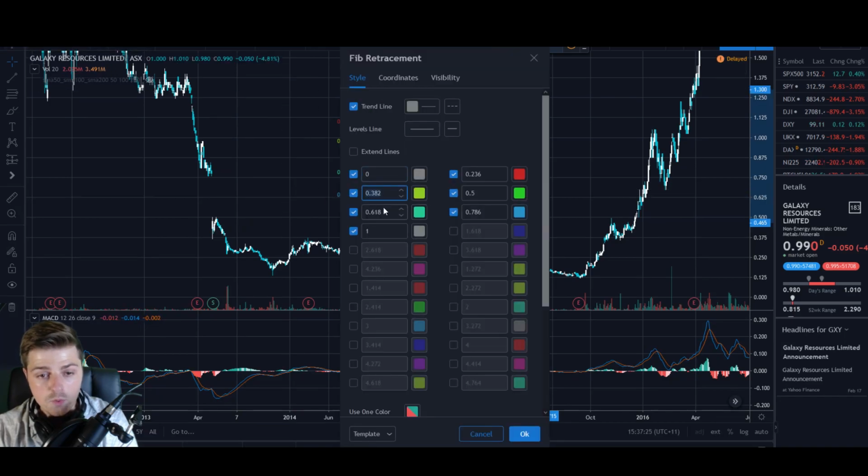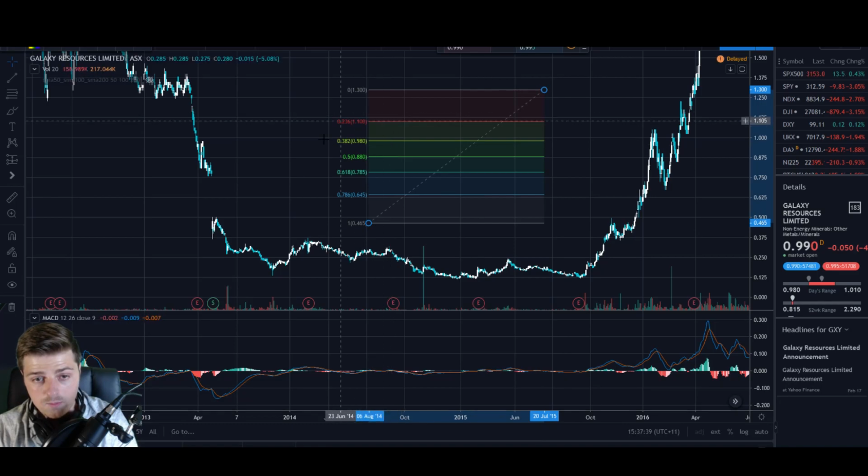And these are the numbers that we want: 38.2, 61.8, 50%, and 78.6. These are some of the more important numbers. TradingView will come by default with a couple of other ones, but we really don't care about those ones at the moment. Keep it basic. These are our more common bouncing targets.